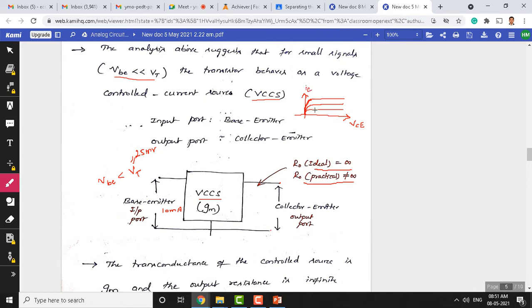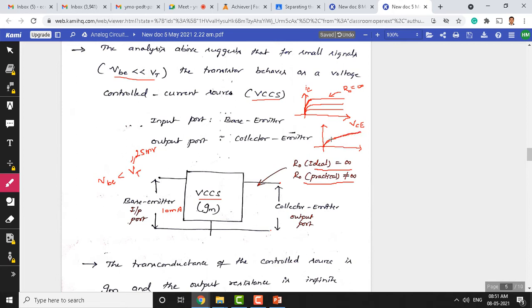What I am trying to say here is, if these lines are going to be straight, then the output resistance is going to be infinity. But practically these lines are not going to be straight, so you will have some amount of slope. For the transistor output characteristics of a practical BJT, I will just show one of these curves here. It will be something like this. We will have a finite amount of slope like this.